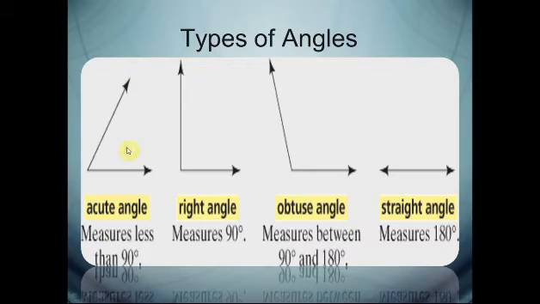Types of angles. We have 4 types of angles. The first is called acute angle. Its measure is more than 0 and less than 90. Right angle. Its measure is exactly 90 degrees. Obtuse angle. Its measure is more than 90 and less than 180. And the straight angle, its measure is 180. And we measure angles by a tool called a protractor.